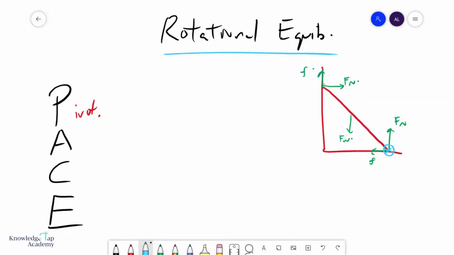And similarly, I could pivot the system here. Now, for demonstration purposes, we're going to choose our pivot to be there. And then the next step, of course, is to calculate all the anti-clockwise moments. So which forces here create an anti-clockwise moment about this pivot? Well, we can choose them, okay?